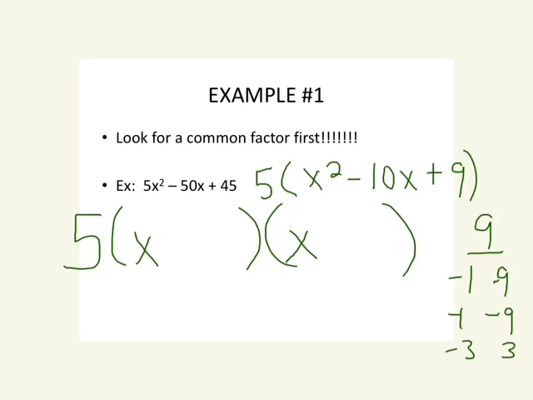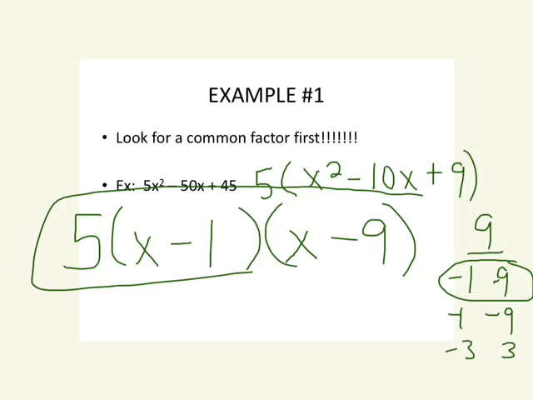Excuse me, those should both be negatives. The choice that is correct is negative 1 and negative 9. So it would be x minus 1, x minus 9. So that would be completely factoring that trinomial. So in example number 1, what I'm trying to emphasize here is always look for a common factor first. Then when you pull that common factor out, you may be able to still factor that trinomial that's remaining.